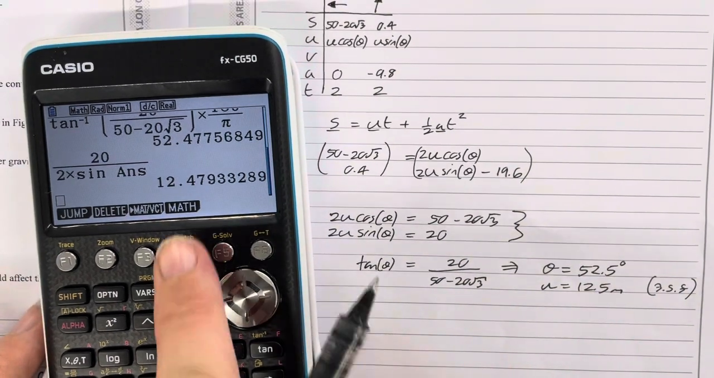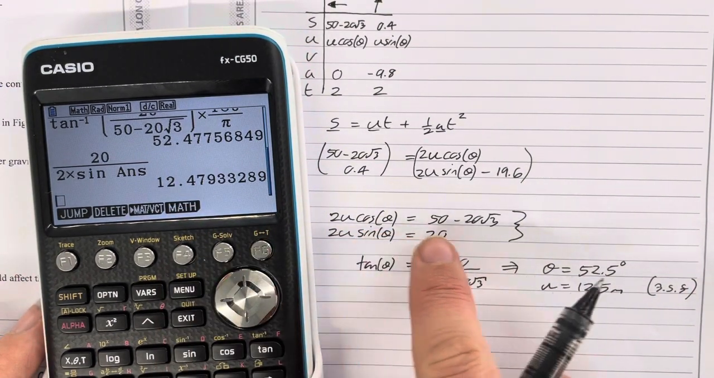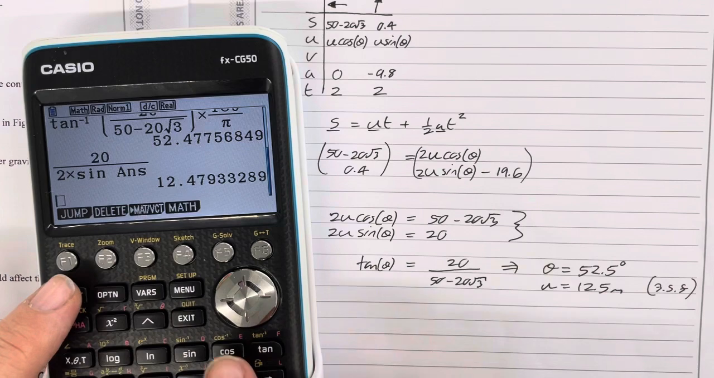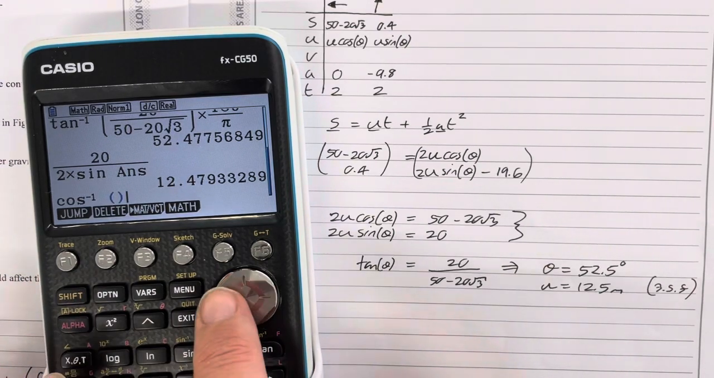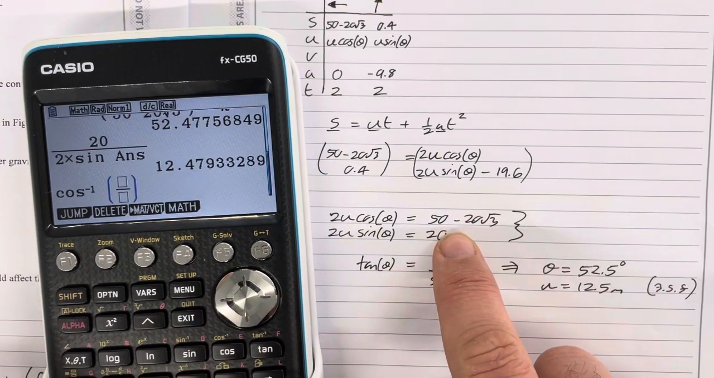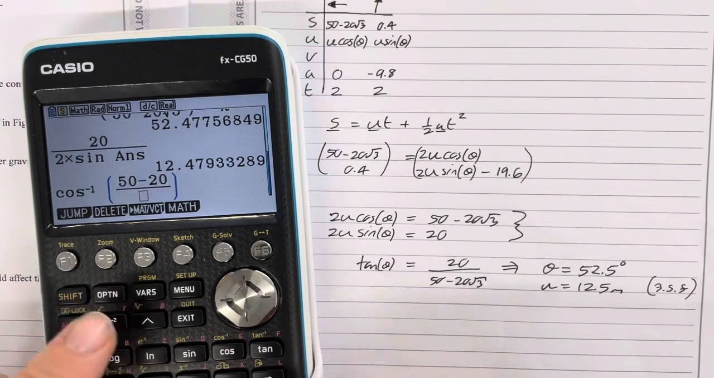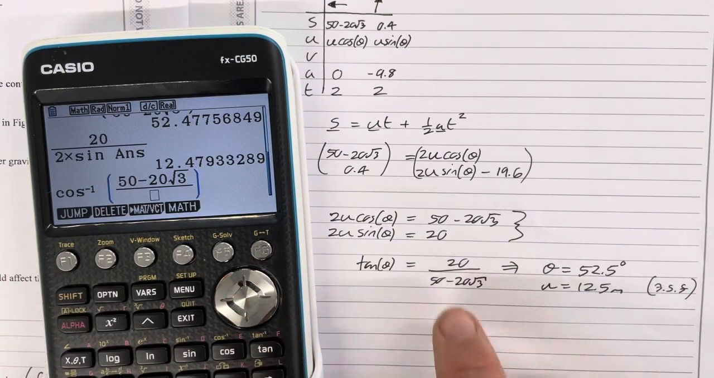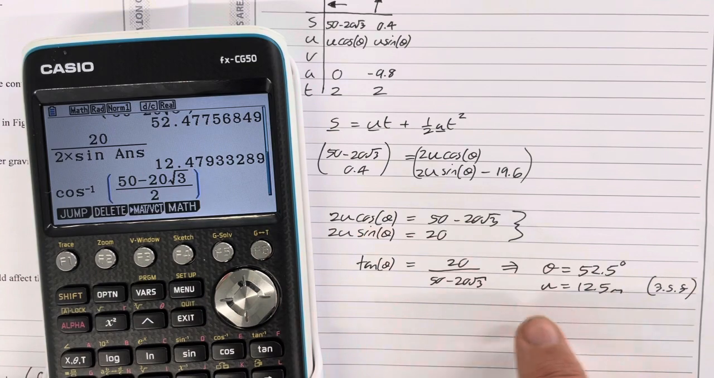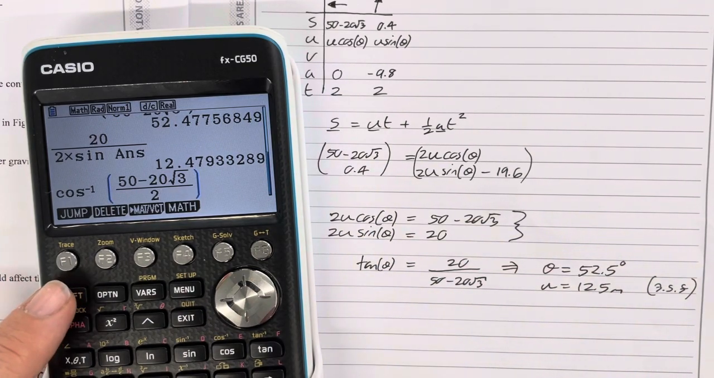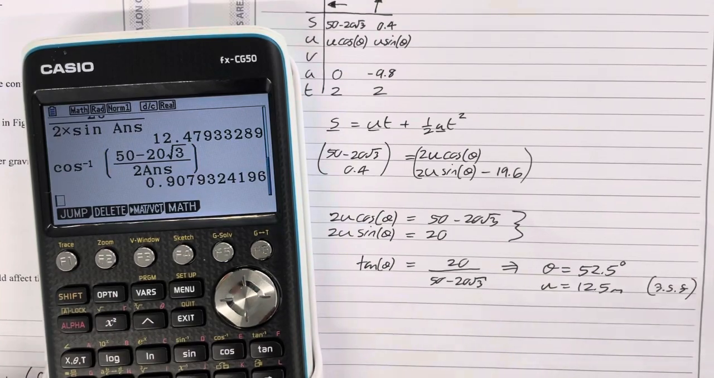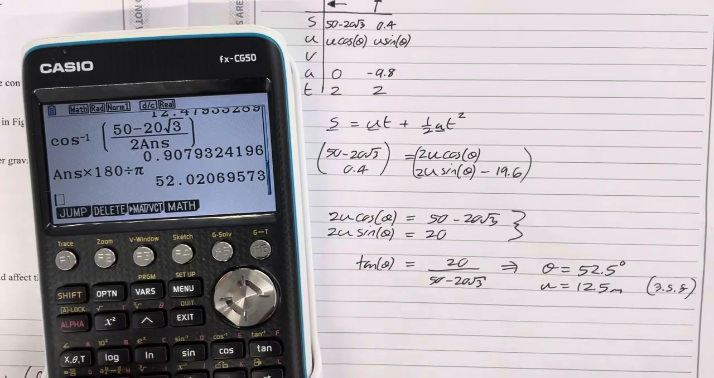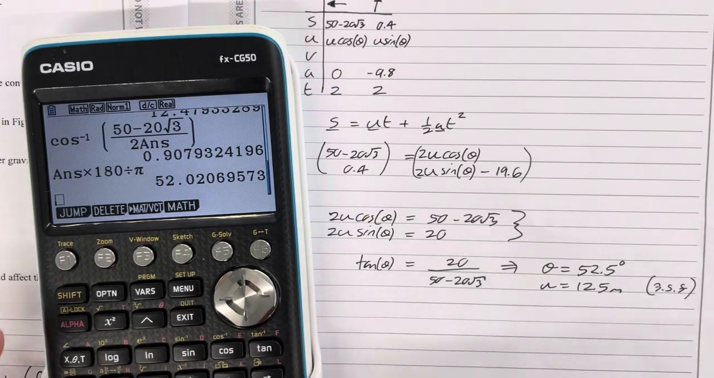I will just check that answer with this one here. So I'm just going to inverse cos of 50 minus 20 root 3 divided by 2u, which is my answer. That should give me 52.5 back, times 180 on pi. There, yeah, close enough. Okay.